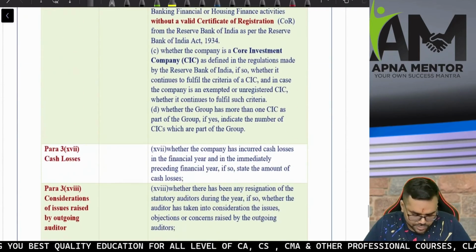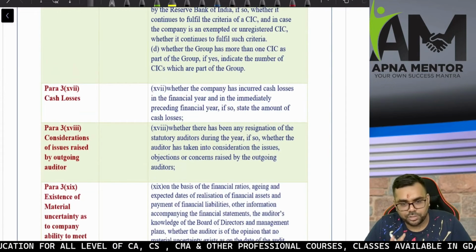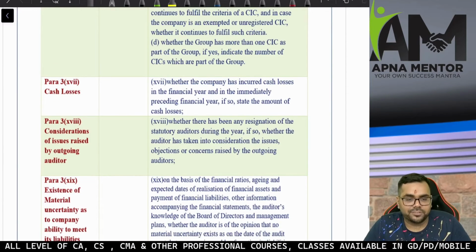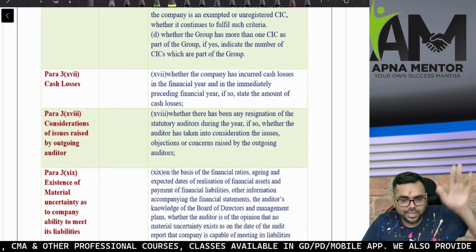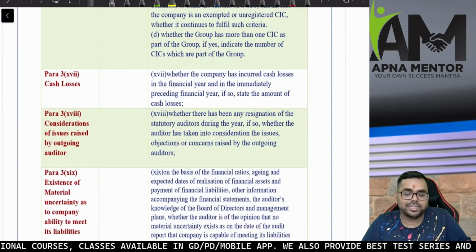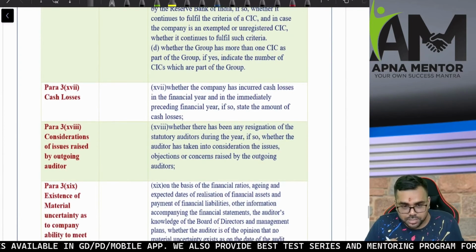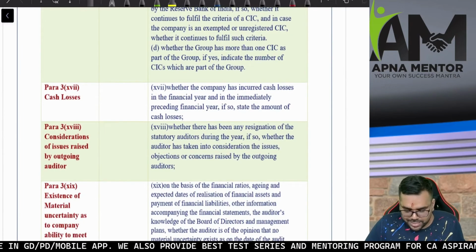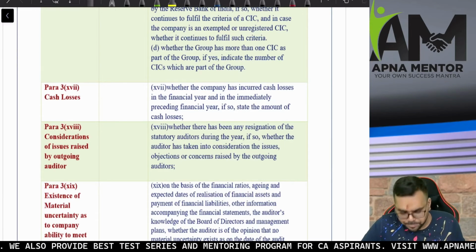The next is the NBFC clause. Now do remember, NBFC clause 16 means on the 16th we obtained an NBFC. The NBFC started generating cash losses. The auditors resigned. Going concern in danger. So after the NBFC clause comes the cash losses clause, after that the auditors' resignation, after that the going concern clause. So clause number 17 is cash losses. We need to report whether the company has incurred cash losses in the financial year, and if yes, we need to report the amount of cash loss.